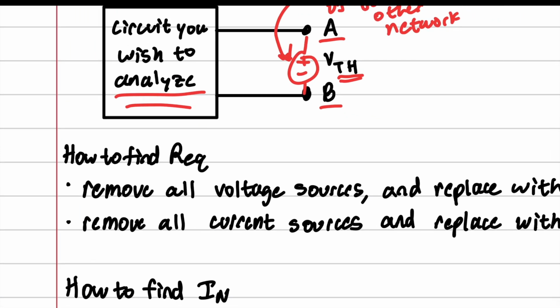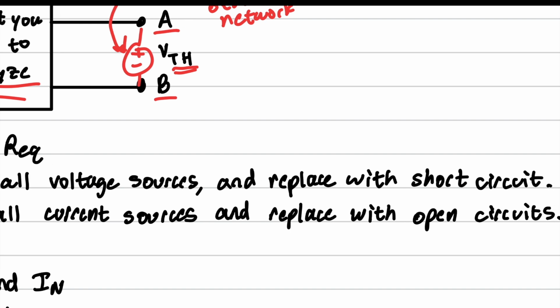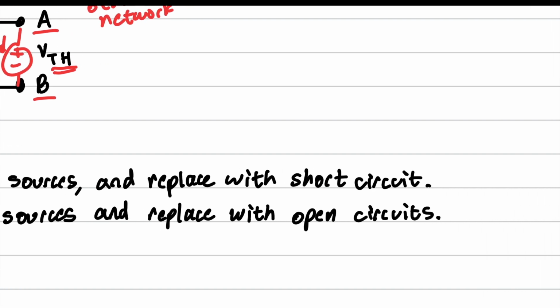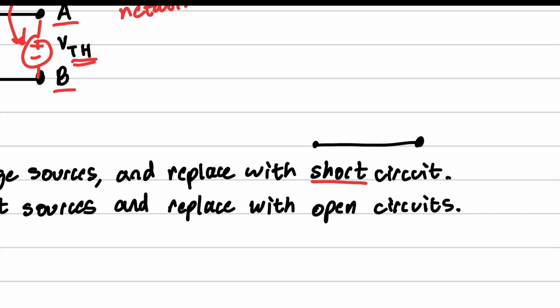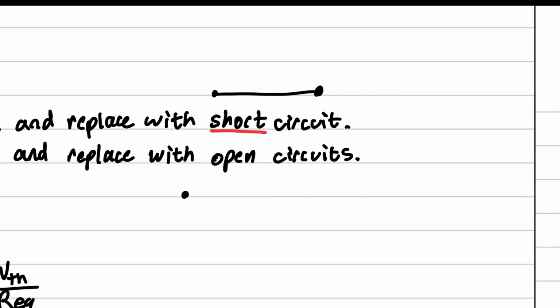We're going to remove all the voltage sources and replace them with short circuits. A short circuit is just a pure wire, theoretically no resistance. And for a current source, we're going to replace it with an open circuit, which is theoretically infinite resistance. Like so.